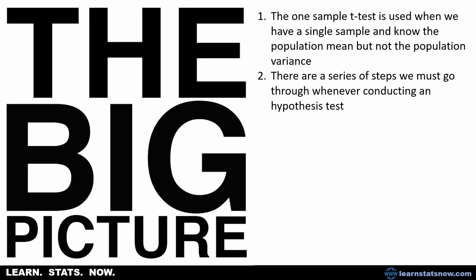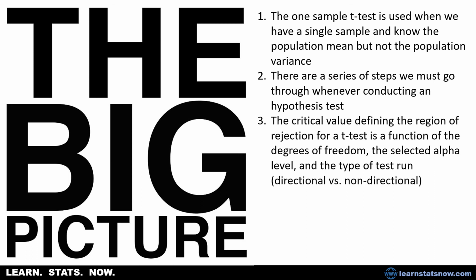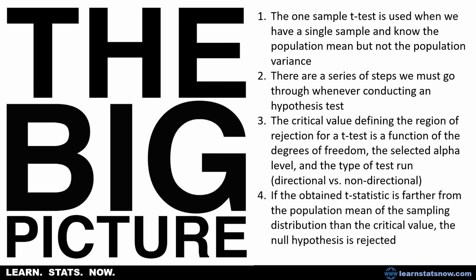But there's really 10 steps that we go through whenever we're conducting a hypothesis test. Now, the critical value that defines the region of rejection for a t-test is a function of the degrees of freedom, the selected alpha level, and really the type of test that we're running, whether it's directional or non-directional. And if the obtained t statistic is farther from the population mean of the sampling distribution than the critical value is, then we're going to go ahead and reject the null hypothesis.